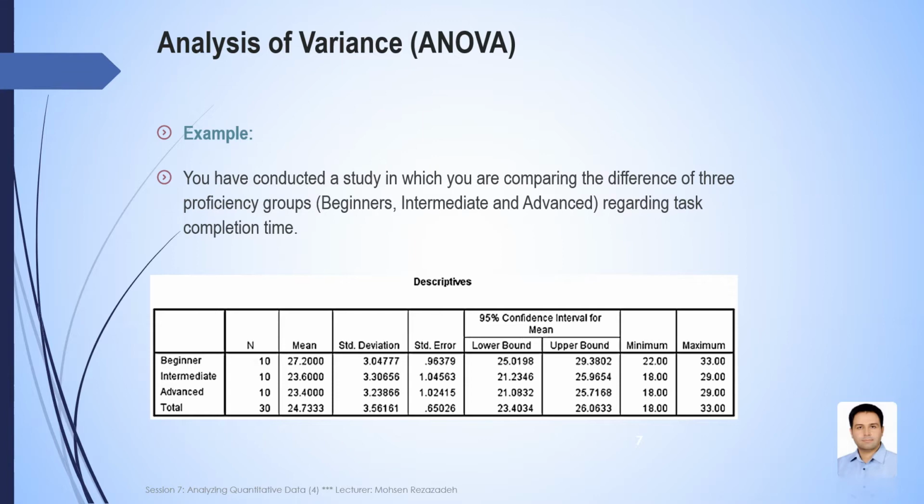Here you need to conduct an ANOVA to see if group differences are due to chance or are sufficient to reject the null hypothesis. If you look at the descriptive statistics table, the third column, mean, you can see that the mean score for beginners is 27, intermediate 23, and advanced again 23.4. Now we need to go to the ANOVA table.